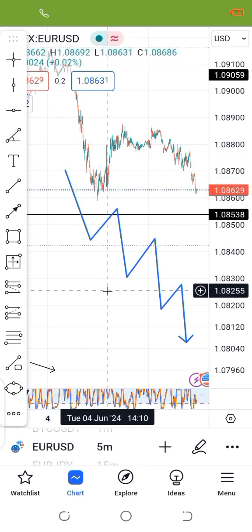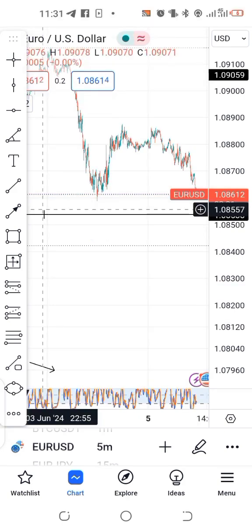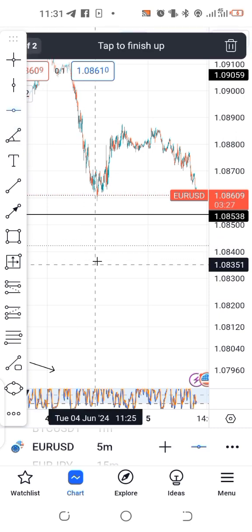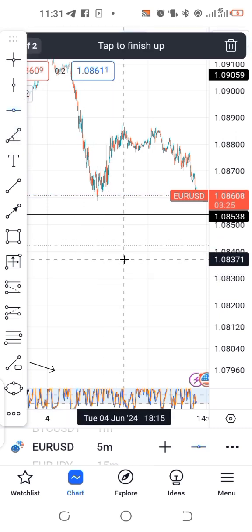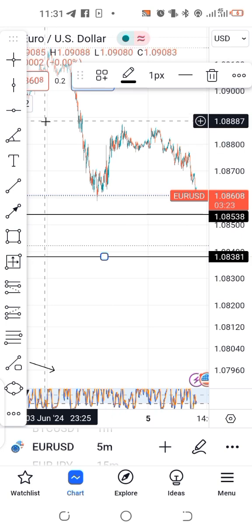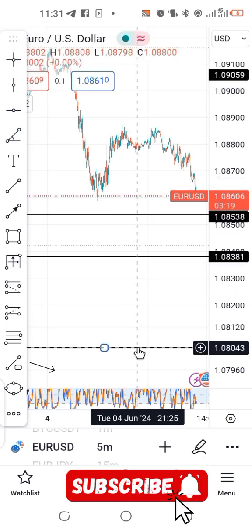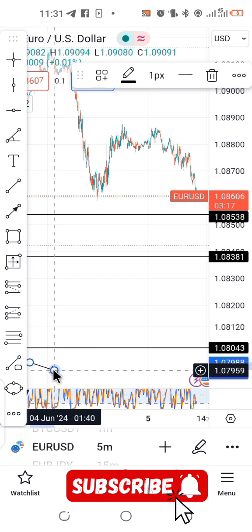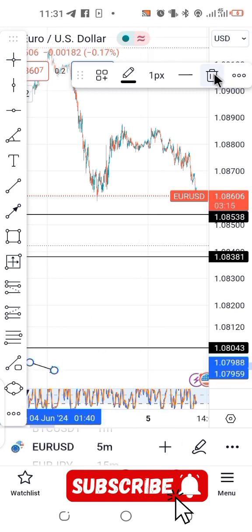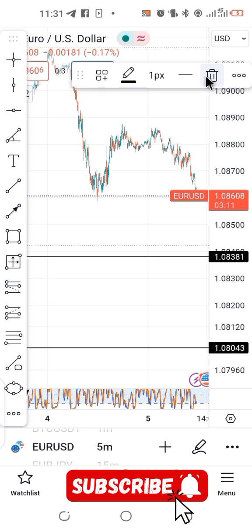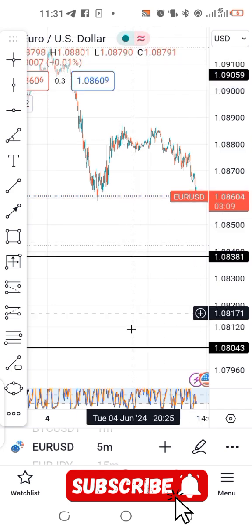So we want to look at the ranging market. For the ranging market, you can have two horizontal lines. Let's assume we have this one to be a resistance, and the second one to be a support. So let's consider these two lines here: a resistance and then a support.